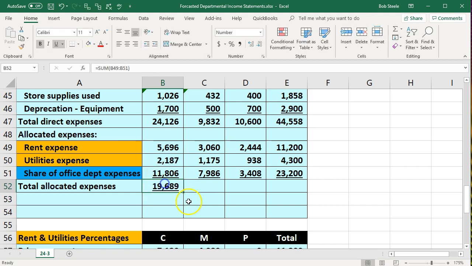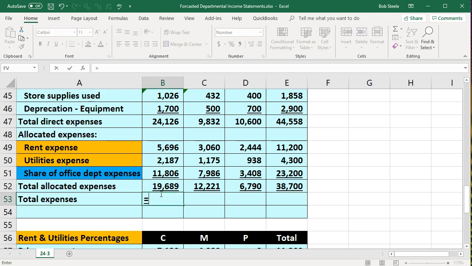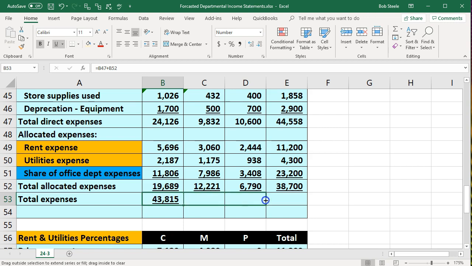We're going to sum those up now, equals the sum of these three numbers, enter. So that gives us the 19,689. We're going to highlight that across. So there's going to be those numbers, and then we're going to have the total expenses. Total expenses being equal to the total direct expenses plus the allocated expenses. That's going to be the 43,815. I'm going to highlight that and autofill that across.